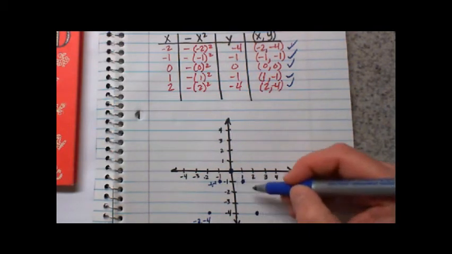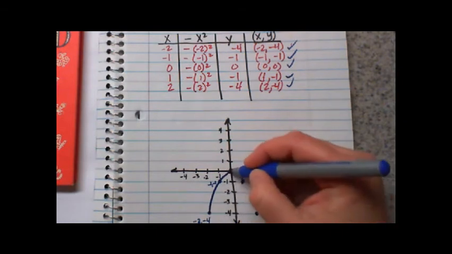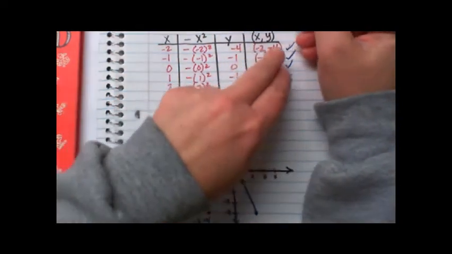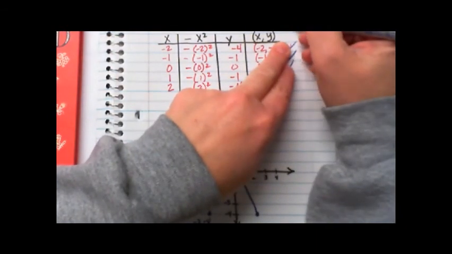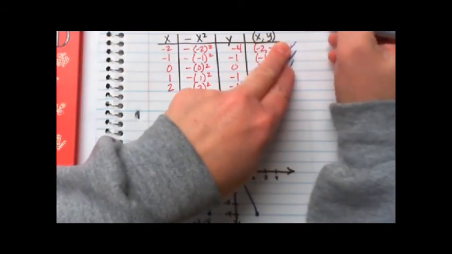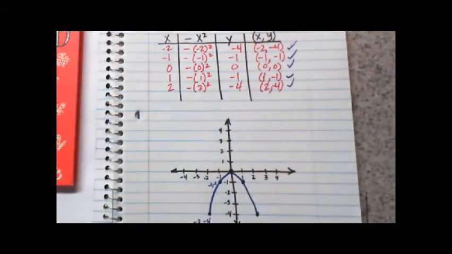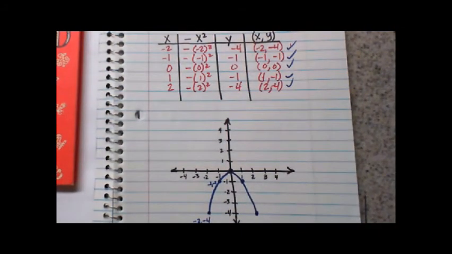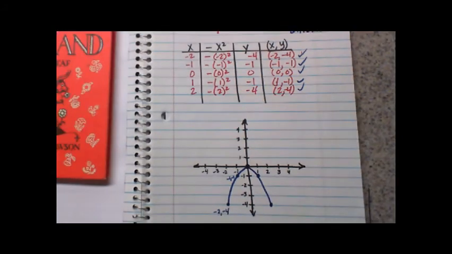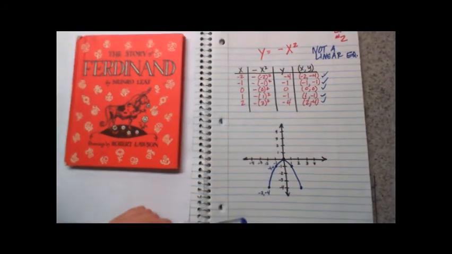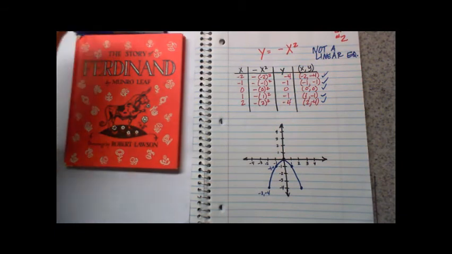Now we're going to connect these points. And right away when we do this, we can see this isn't a line, is it? It's like an upside down curve. In fact, this is what we call a parabola. But the important thing here is that this is not a line, so this is not a linear equation. Not a linear equation. Pan back out because I wrote that up there. Okay, we'll be back in a minute with one more example.